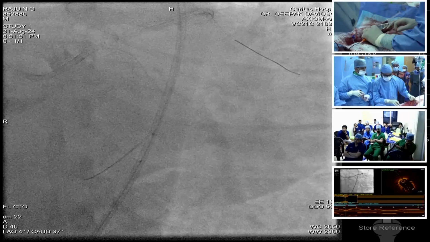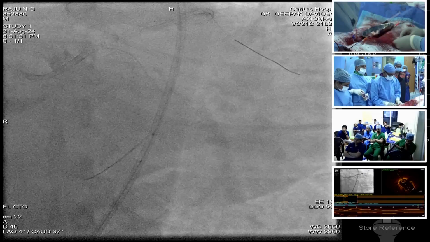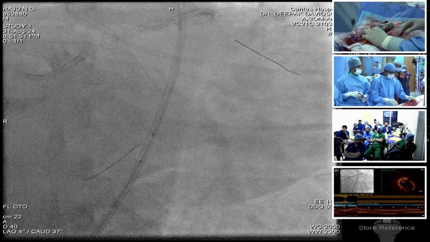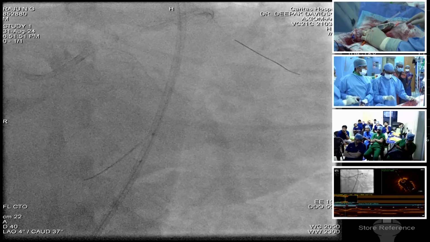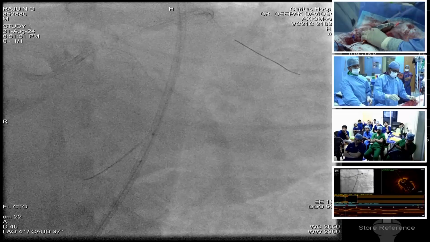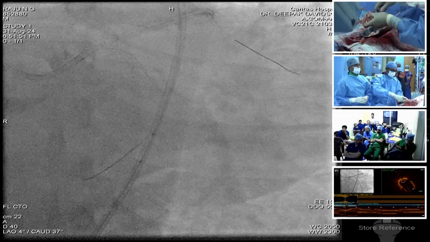Did it really rupture? We'll just try to dilate it and see. Okay, it's dilated 12, 14. It is ruptured here at the proximal end. Okay, give us another 2 balloon.